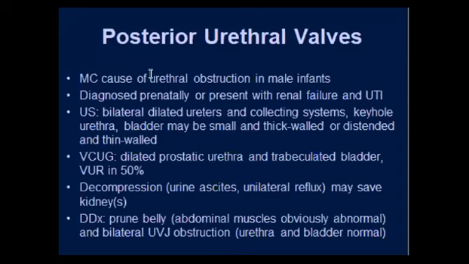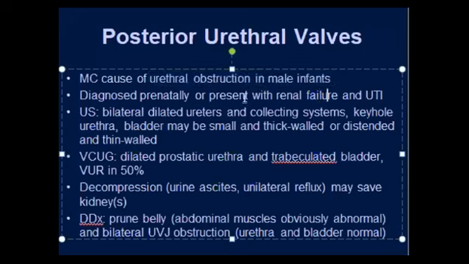It is the most common cause of urethral obstruction in a male infant, either prenatal or after. Keyhole sign. The differential will be prune belly syndrome, with obviously abnormal abdominal muscles and bilateral obstruction. In prune belly, there is cryptorchidism and deficient abdominal muscles. I agree with you. So posterior urethral valve.